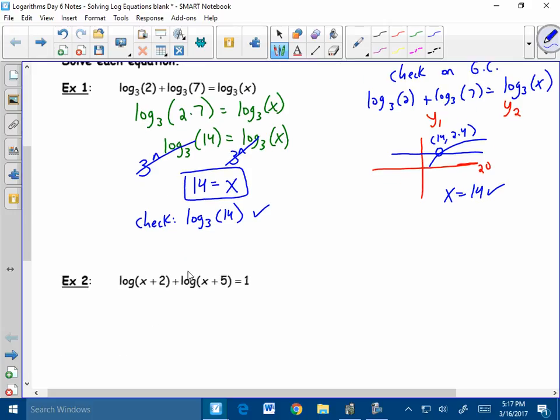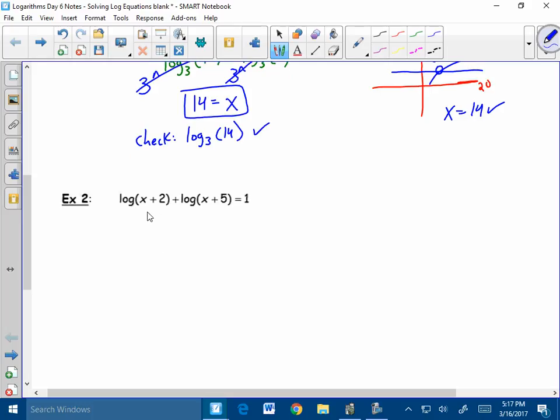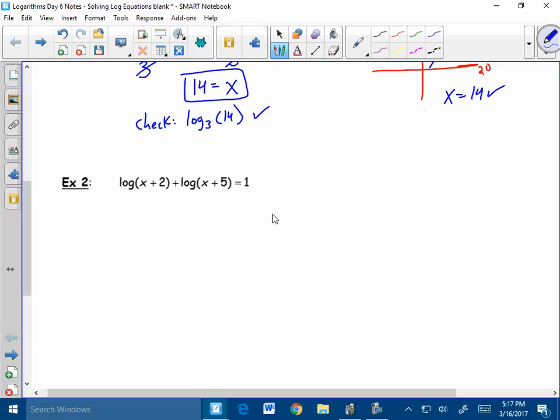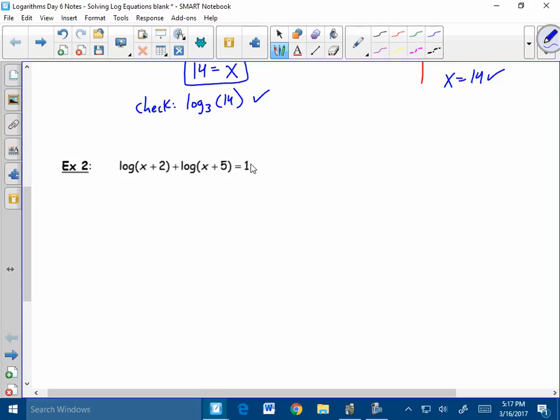Moving on to number 2. So now I've got the log of x plus 2 plus the log of x plus 5 is equal to 1. Okay, so again, if I have two logs being added together, from my log properties, that came from x plus 2 being multiplied by x plus 5 inside of the log, because then that would break down into log of x plus 2 plus the log of x plus 5. So I put those together.